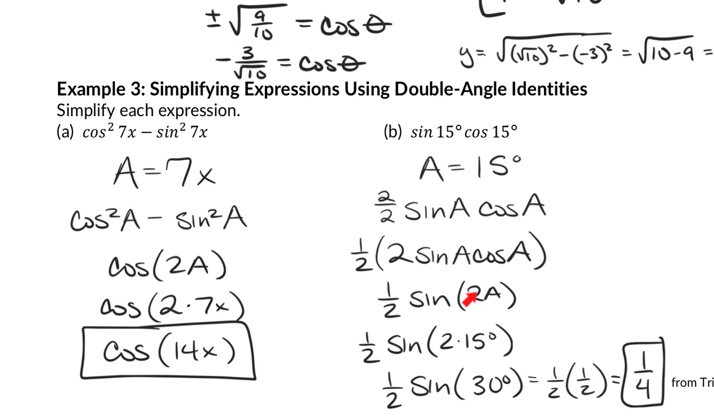A was 15 degrees. 2 times 15 degrees is 30. Couldn't help myself because 30 degrees is something we know. Sine of 30 degrees is 1/2. 1/2 times 1/2 is 1/4. If this happened to be like sine of 80 degrees, we don't know sine of 80 degrees on our unit circle, you would have stopped here.